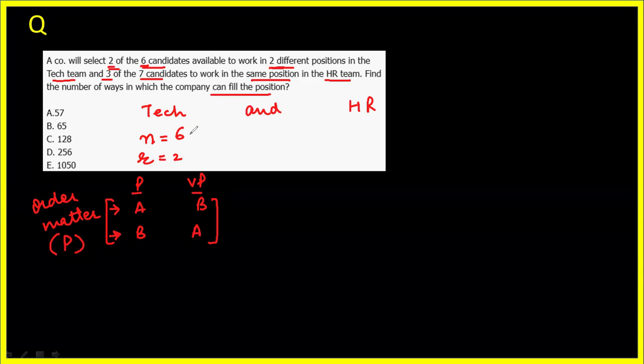How many candidates are there? Total six. You require two. In how many ways can you pick two candidates out of six? It's a question on permutation. That is 6P2.